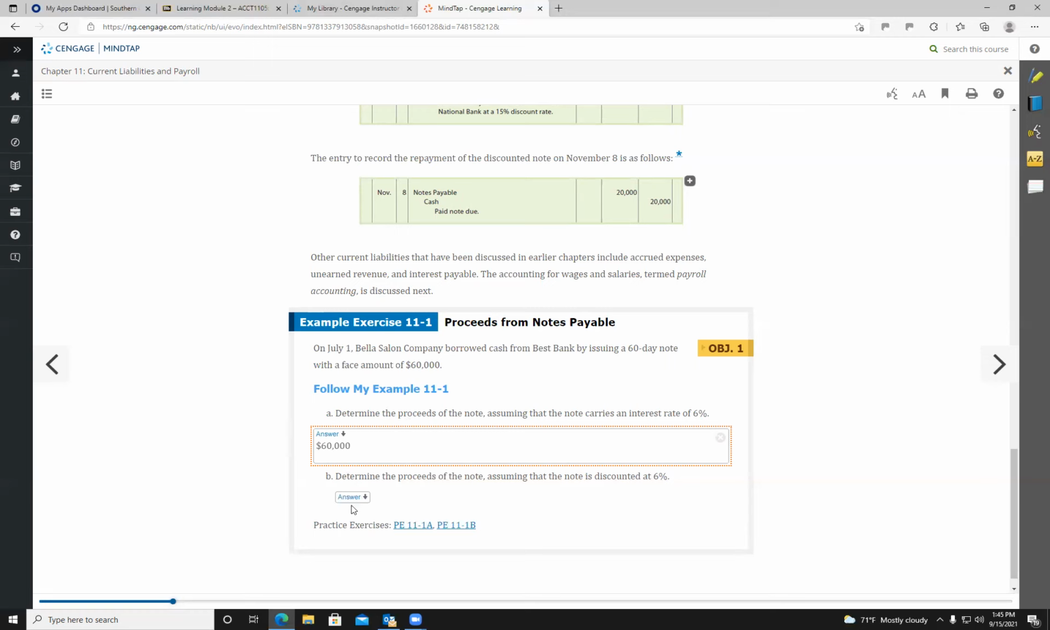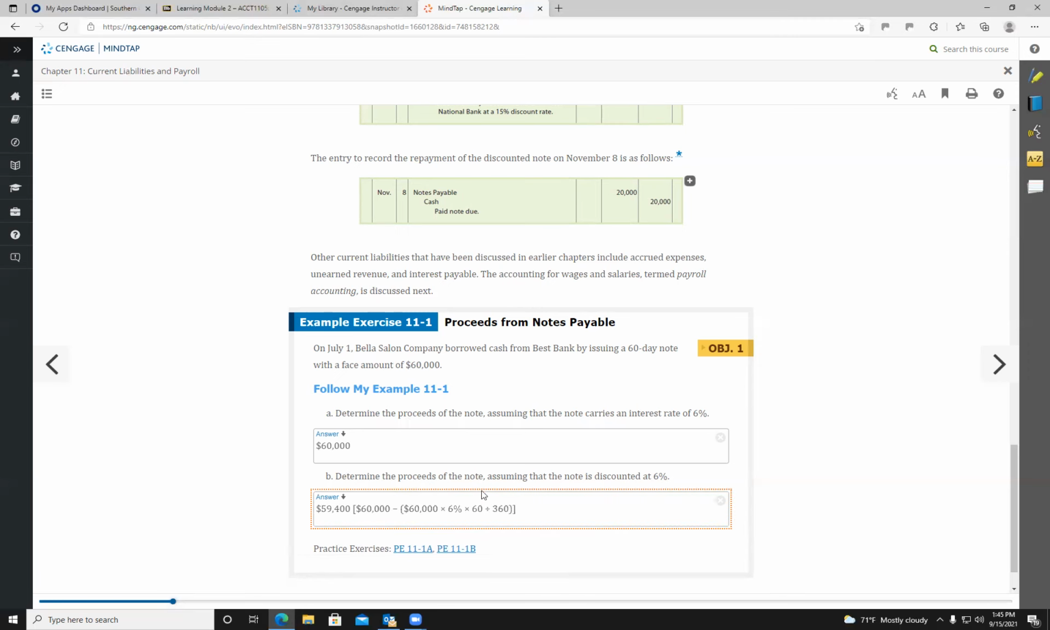Okay. So now let's talk about the proceeds of the note, assuming that the note is discounted at 6%. Okay, well, then that changes because they take the discount out up front. So this was a regular loan, and this was a discounted one. So in the discounted one, you take that discount rate, which was calculated here. You go ahead and subtract that from the face value of the note, and that gives you the proceeds.